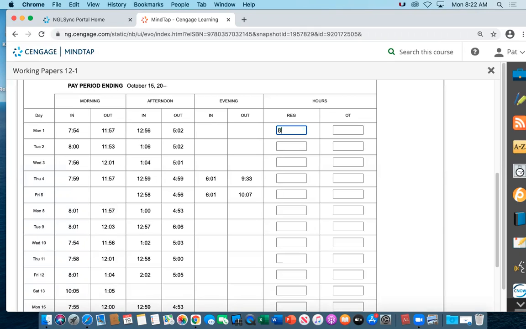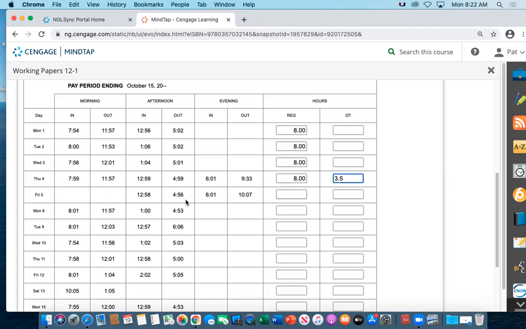Do you guys agree? And you continue to do that. 8 to 12, 1 to 5, 8. 8 to 12, 1 to 5, 8. 8 to 12, 1 to 5. That's 8. But now they worked in the evening. That's 2.5. Or no, that's 3.5. 6 to 7 is 1, 7 to 8 is 2, 8 to 9 is 3.